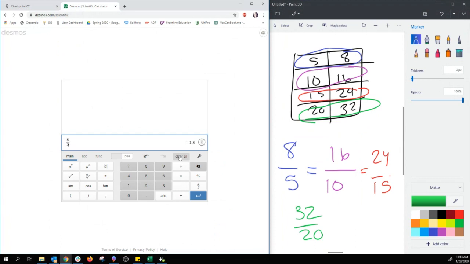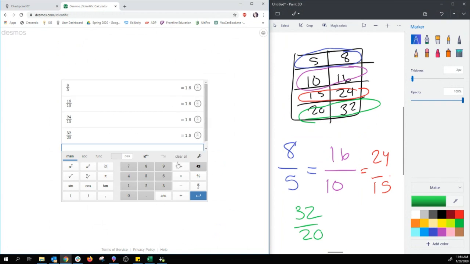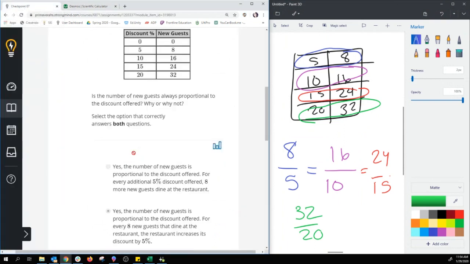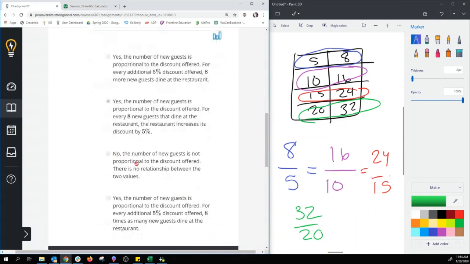So I have 8 over 5, 16 over 10, 24 over 15, and 32 over 20. So do all of these give us the same number? Yes, which means, is this table proportional? Yes, so since all of our numbers were the same, yes, this table is proportional, which means that this one that says no, we're not going to choose that one. So it looks like now we have to figure out which description is correct.